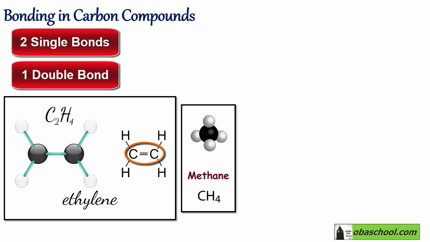So let's count the electrons. Remember that each bond represents 2 electrons. So we have 2 plus 2 plus 2 plus 2. So this is a total of 8 electrons, which means that this carbon atom is stable.